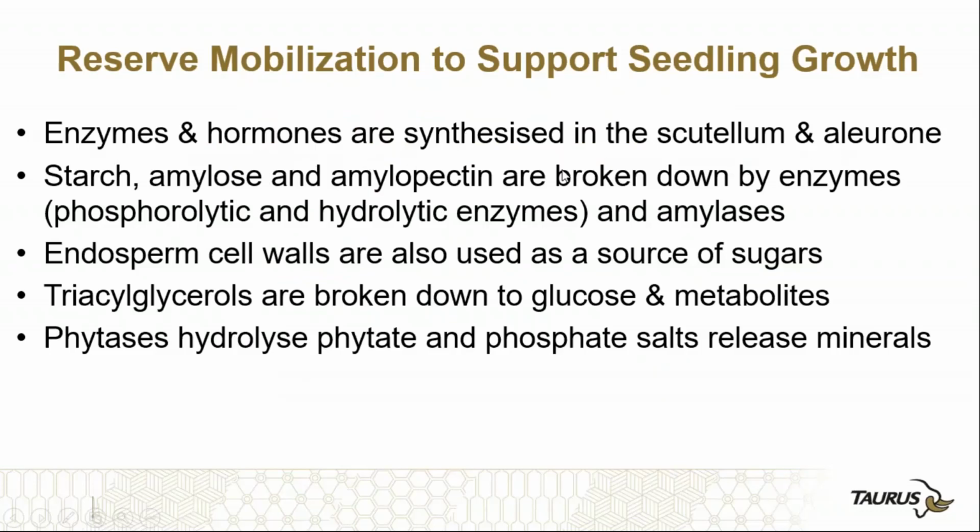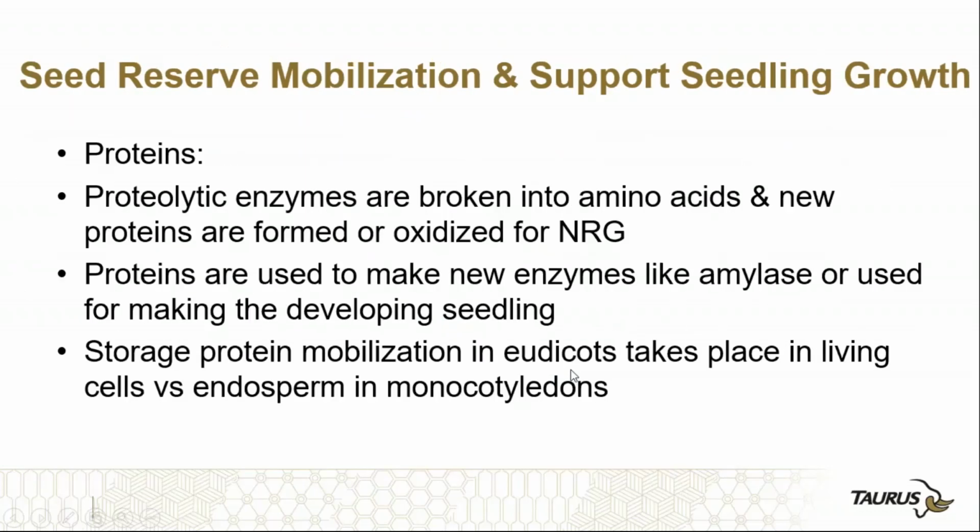Then it starts breaking down the starches, the endosperm cell walls, the fats are broken down, and the phytases that contain the phosphate salts are released. Just the reverse of when it was putting in. And the proteins are broken down. Alpha amylase comes into place as an enzyme to break down that starch, and storage proteins are mobilized. Just that easy.